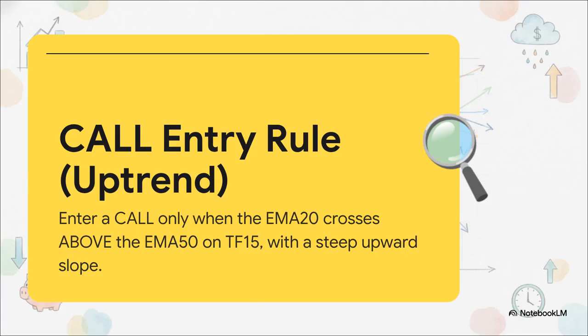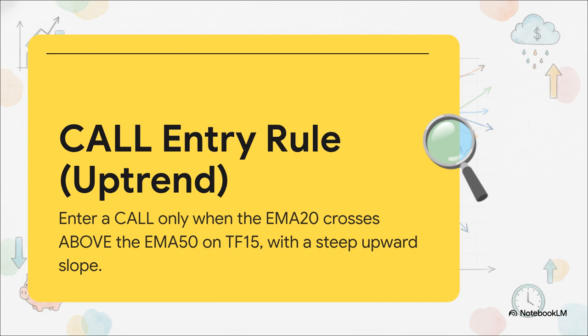Okay, for a bullish trade, a call option, the rule is crystal clear. The faster 20 EMA has to cross above the slower 50 EMA. But here's the key. Both lines must show that steep upward slope we've been talking about. A flat crossover doesn't count. That's a classic sideways market trap.